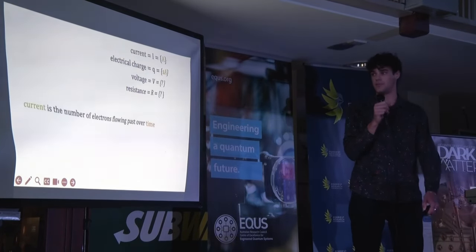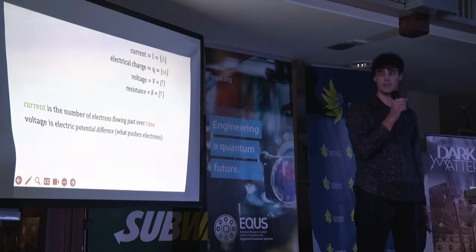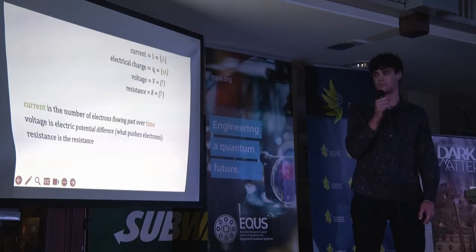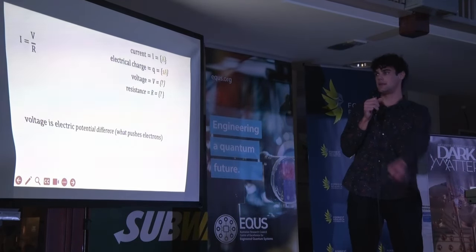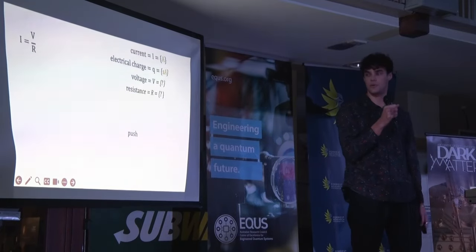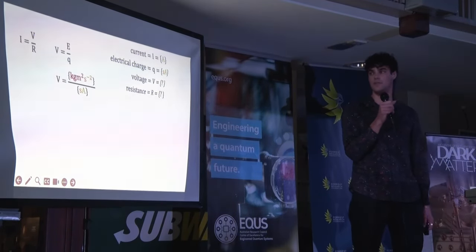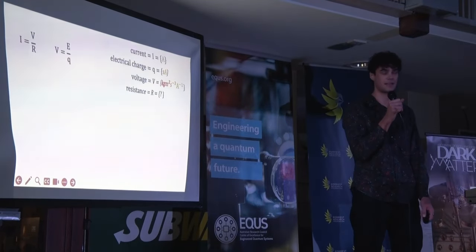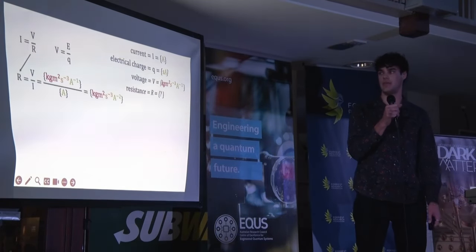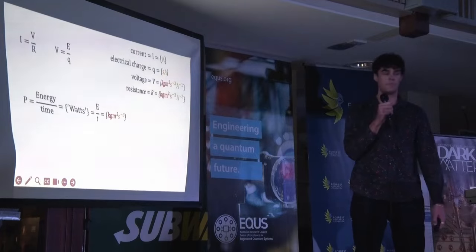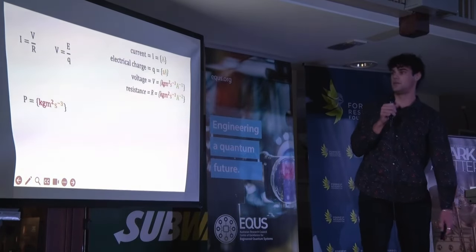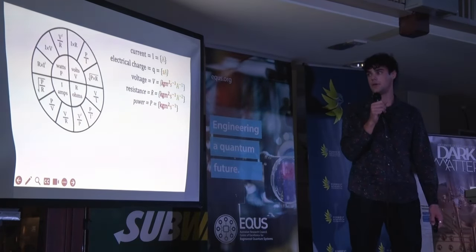What is voltage and resistance? Well, voltage is what pushes electrons, and resistance is what stops that from happening. They are all related to each other, and we've got a push. Pushing is work, which is energy per charge. So if we do a little bit more algebra, we can prove that voltage is expressed like that. Since we've got resistance over there, we can do the same for resistance. Power is energy over time, and since we know energy, we can put power over there as well.